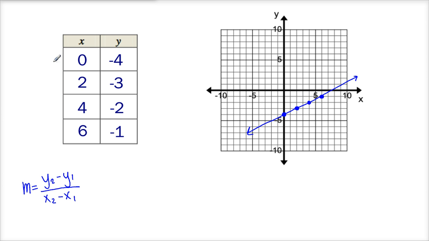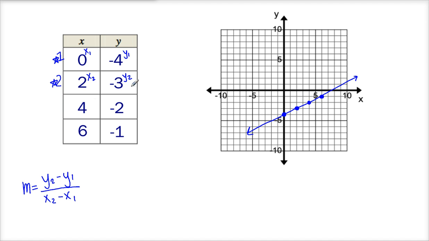So it's usually easiest to choose the top 2, because they're usually the smallest numbers. So let's just go with these ones. We're going to call this point number 1 and this point number 2. Now, since this is an x column, that means this 0 is x1, because it's my first point. And this point, since it's my second point, this one's x2. Now on the y column, since this is my first point, this is y1. And if this is my second point in the y column, this is y2.